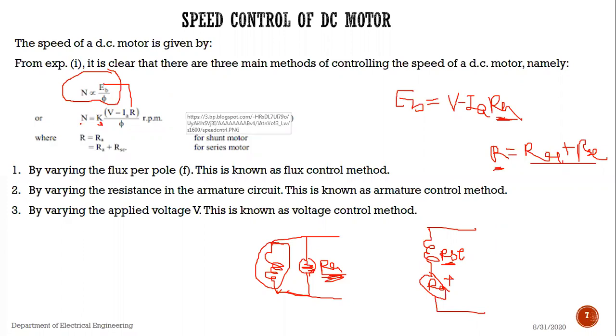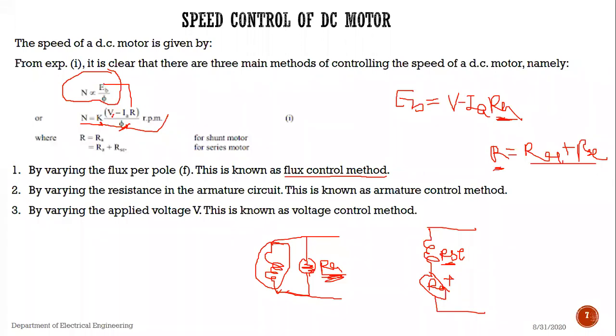Now see, from that equation you should understand that the speed of the motor basically depends on the flux. So we can say that by changing the flux, we can vary the speed. That's why that method is known as the flux control method. Why is this method known as flux control? Because in that method we are varying our flux per pole, and due to that our speed will vary. Then second thing, now suppose we consider that the flux is constant.